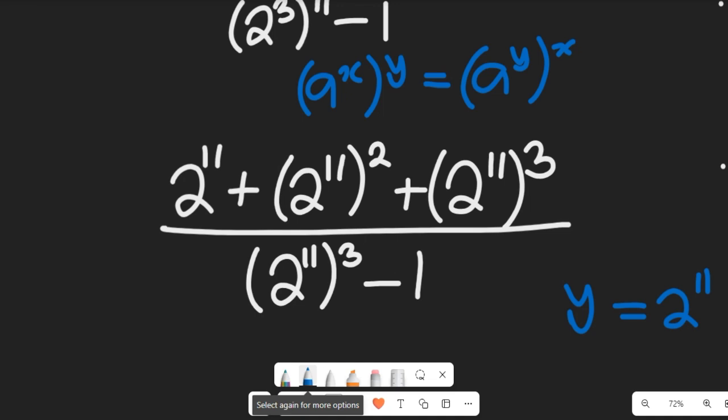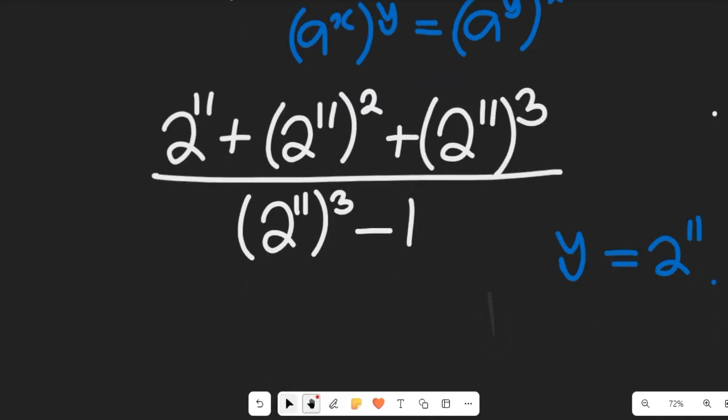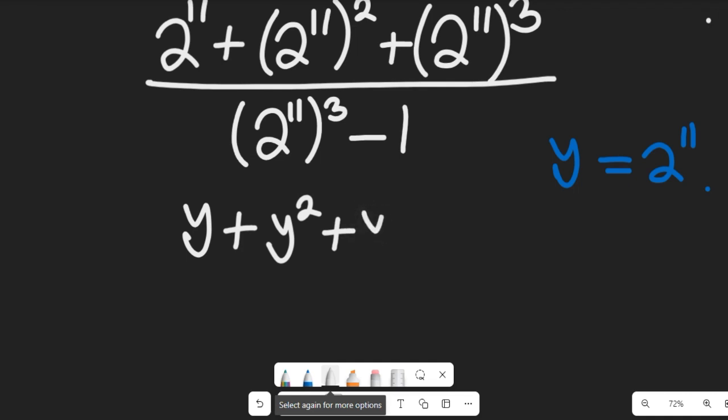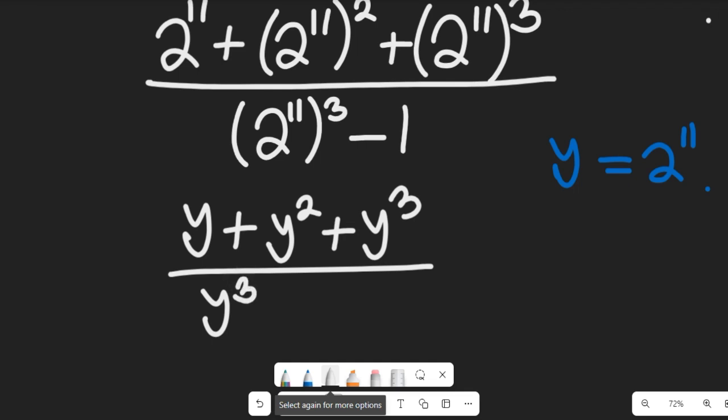That simplifies my expression. So if I do that, I'm going to have that expression now give me y, plus y squared, plus y to the power of 3, divided by y to the power of 3 minus 1, and this will give me what? That's exactly what the solution will be.